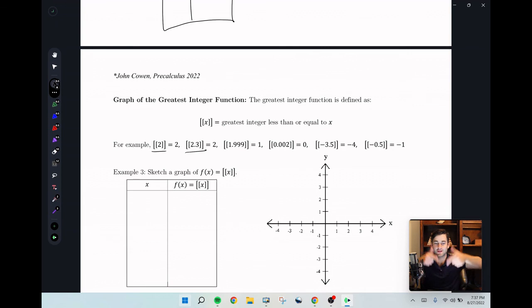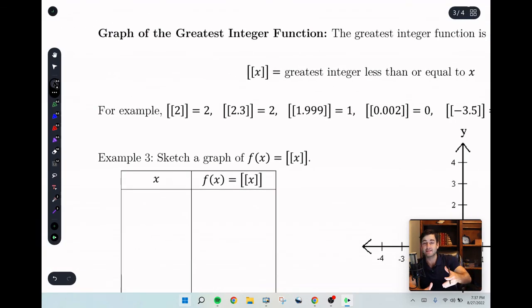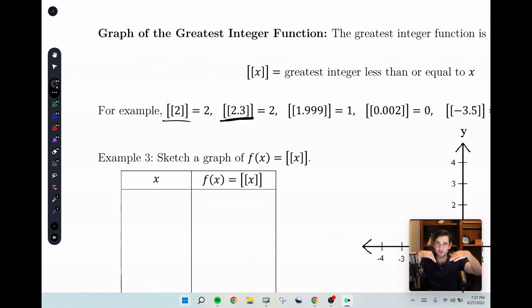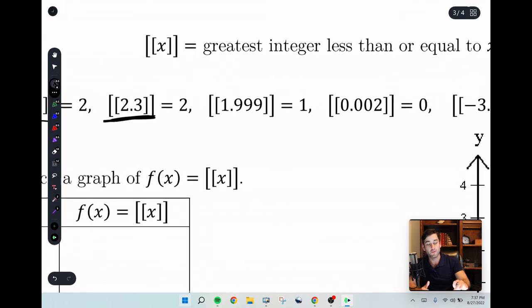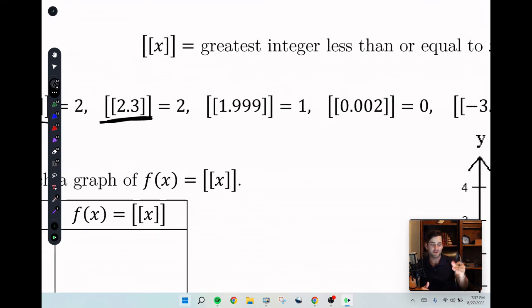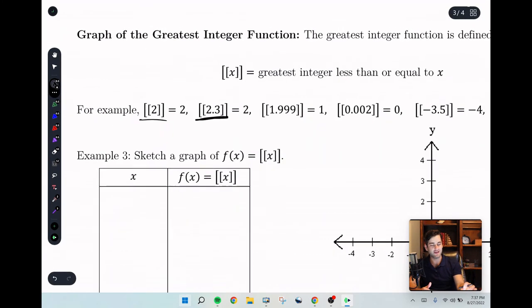All right, let's look at the greatest integer function. So the greatest integer function, basically, it's like a step function, and it tells us, hey, we're going to look at the greatest integer that's less than or equal to the x I give you. And there's like 100 examples right here. What is the greatest integer less than or equal to 2? Well, it's 2. Greatest integer less than or equal to 2.3? Well, that's probably going to be 2 as well. But then we take one little tiny step below, and it turns into 1, right? So we're always just shifting down just a little bit.